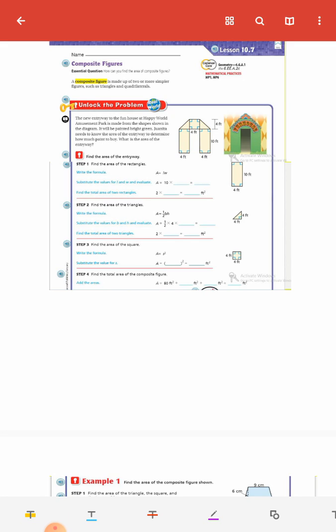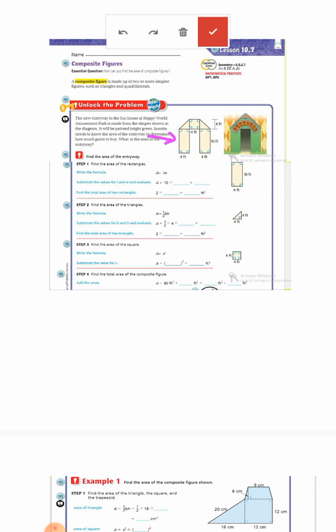Okay, as you see in the unlock problem, he asked me to find the area of the entryway. To find the area, as you see, we have more than one figure inside the whole figure. We have one rectangle, another rectangle, a smaller square, and a triangle and another triangle. First of all, the first step is to find the area of each figure.